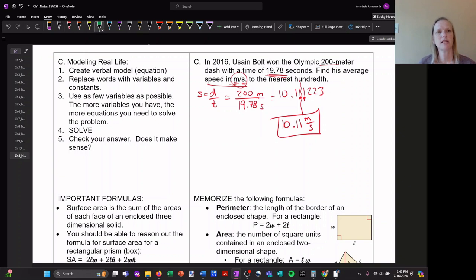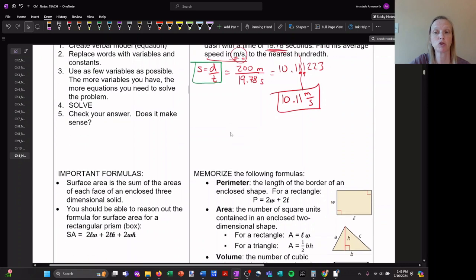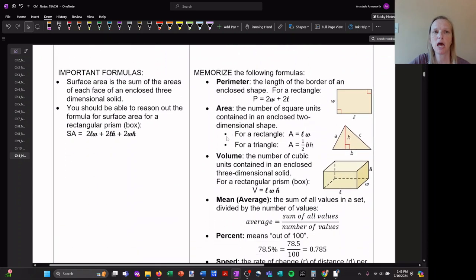Please notice that this equation here, speed equals distance divided by time, is an equation that I do expect you to know, to have memorized, or to be able to reason out if you don't have it memorized. Here are some other equations that I expect you to know. For instance, perimeter, the length of the border of an enclosed shape. So if you've got a rectangle, you need to do the width plus the length plus the width plus the length if you want to have the perimeter.